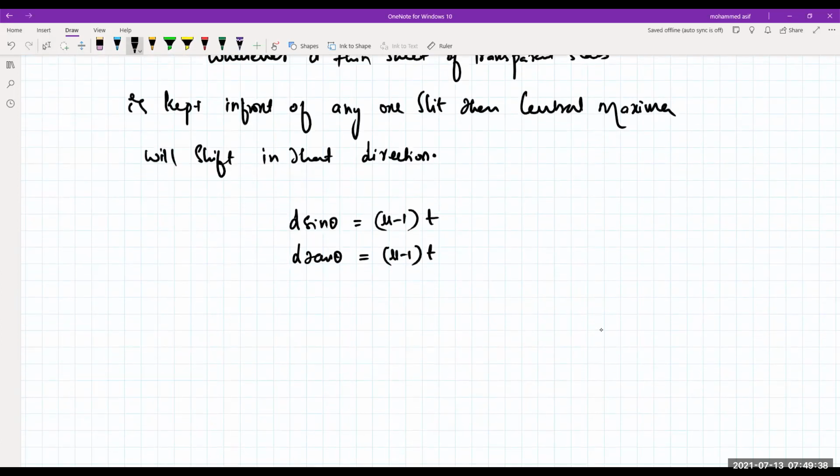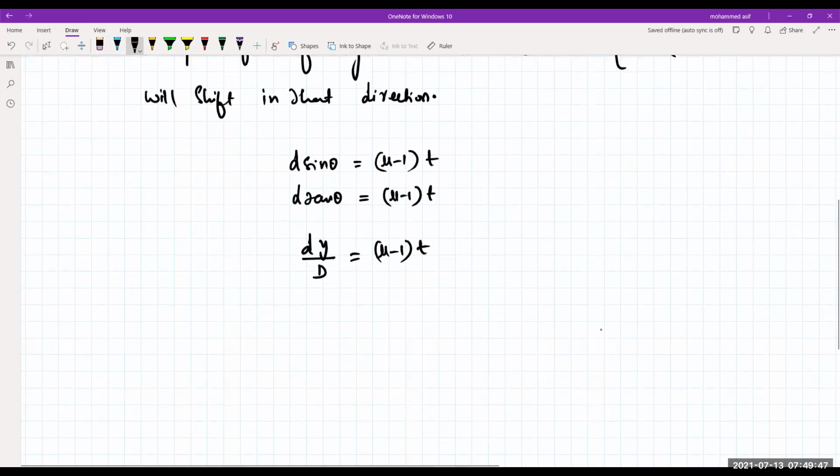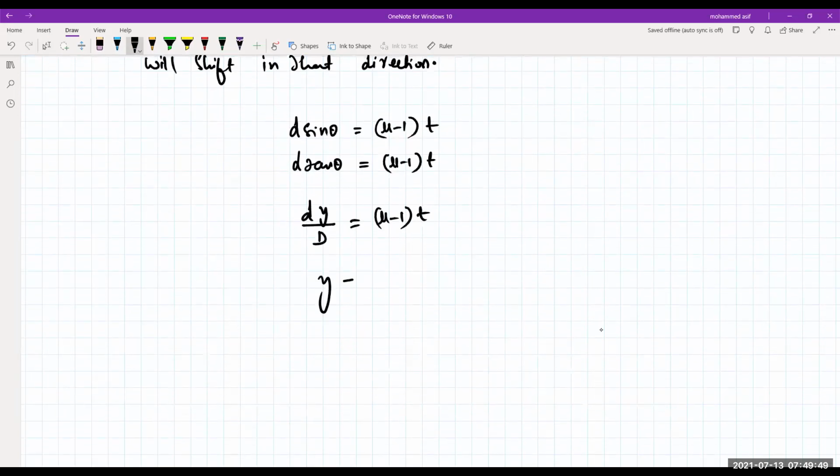So I can write d into y by capital D is equal to mu minus 1 into your thickness t. That means the y value becomes how much, beta? Y, it has been shifted by the relation y is equal to mu minus 1 into thickness t into capital D divided by small d. So this is the shift in the central maxima. Y is equal to mu minus 1 into t into capital D divided by d, part of the relation. Clear for everyone?